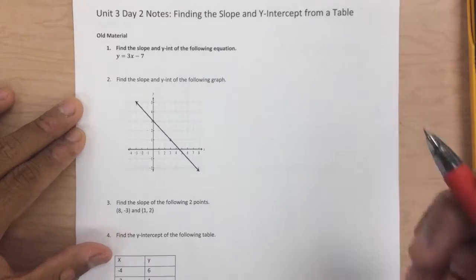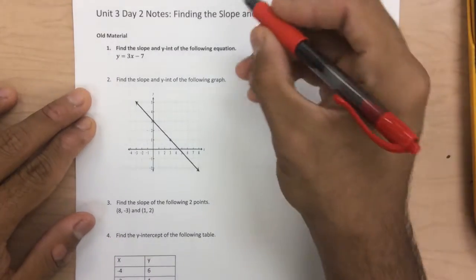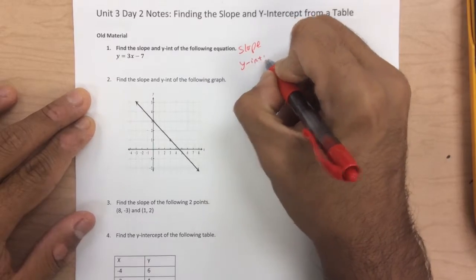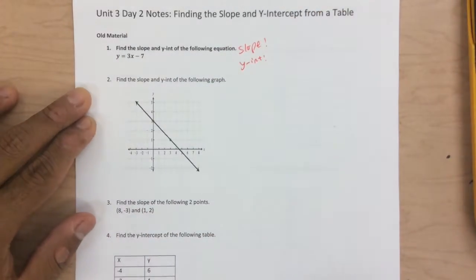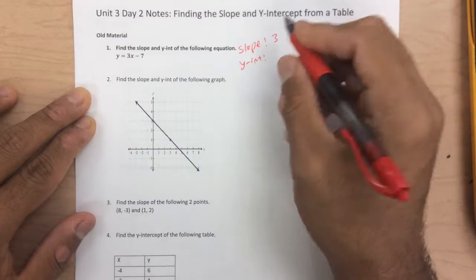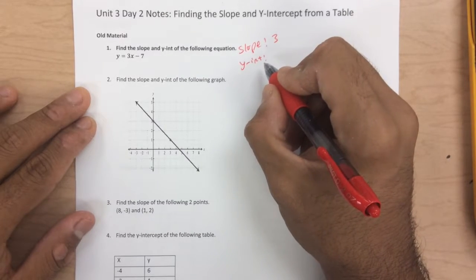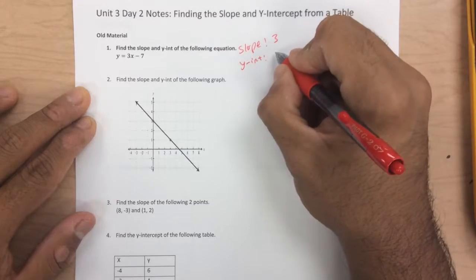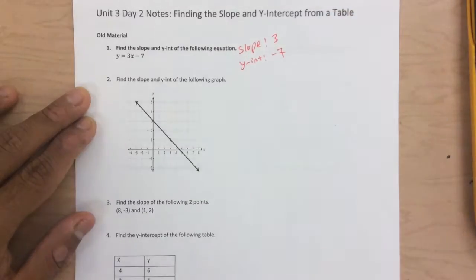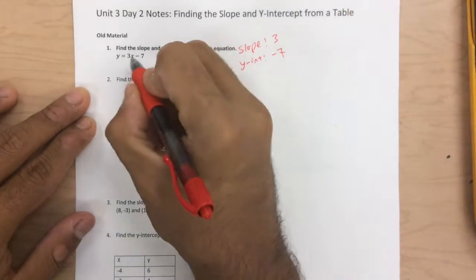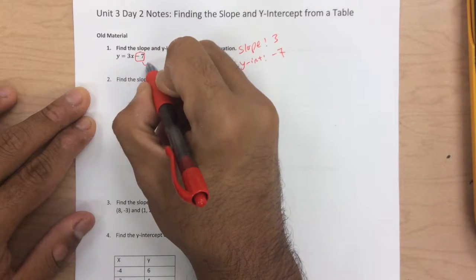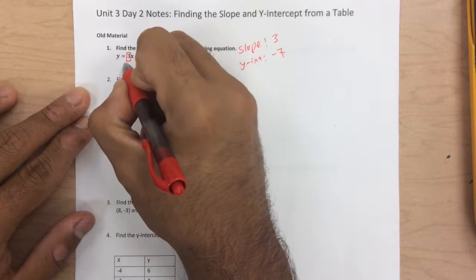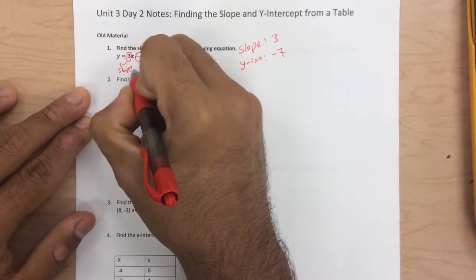So number 1, find the slope and the y-intercept of the equation. Well, you should know that the slope in an equation is the number in front of the x, so that will be 3. The number without the x is your y-intercept, so that will be -7, okay? So this is your y-intercept, and the number beside the x is your slope, okay?